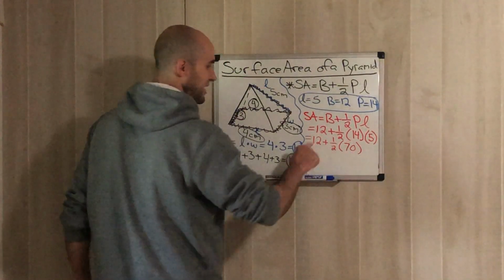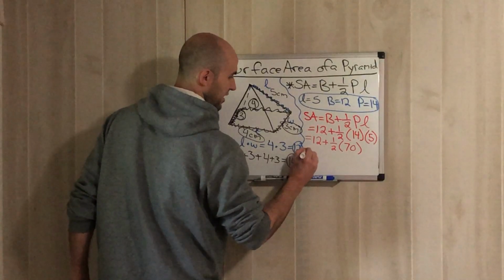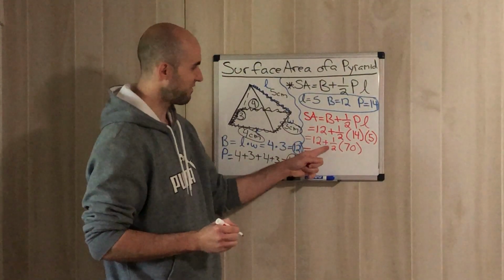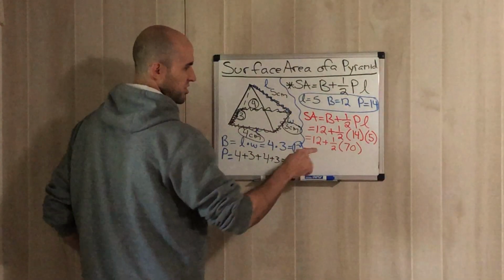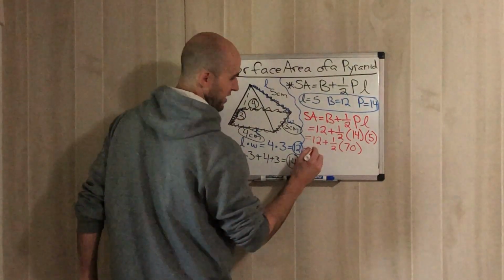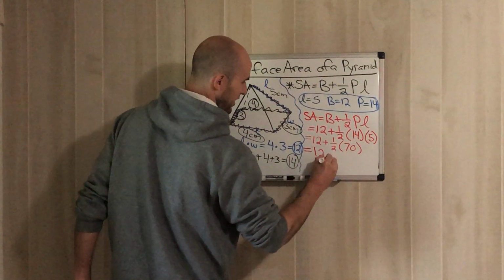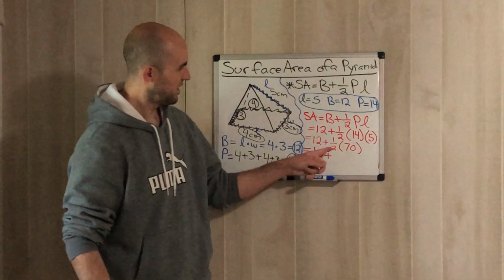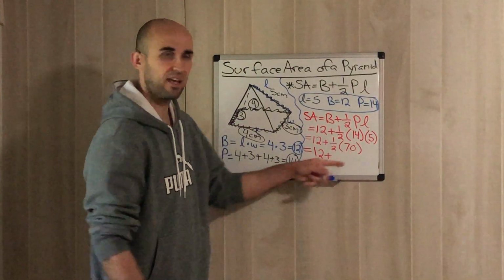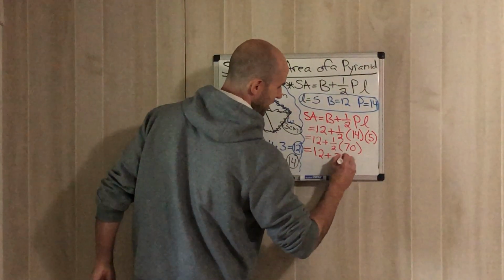And once you have this, it becomes a lot easier because again, before you want to add, you have to make sure that you multiply, right? So we want to take care of the half of 70. So let's bring down the 12. Let's bring down the plus, right? We know that half of 70 is 35, right?